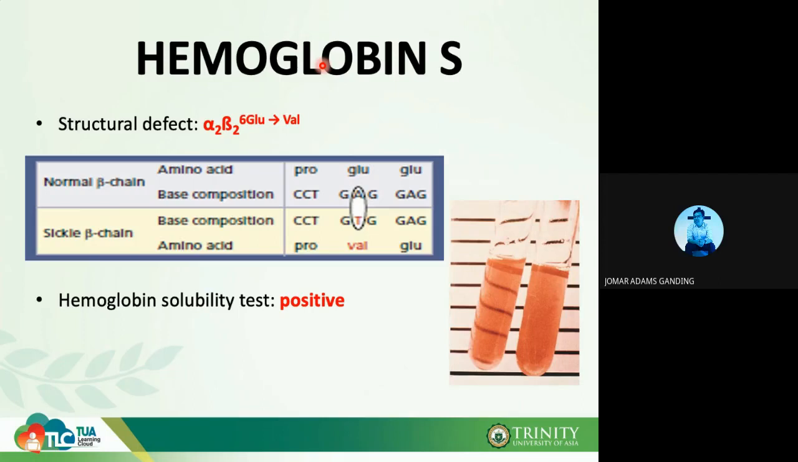So again, your hemoglobin S both migrate in your cellulose acetate with your S, D, and G. But we can separate that using your acid citrate. Okay? Your acid citrate. So again, in hemoglobin S, we have a mutation in beta-globin. Ganito natin siya babasahin. There's a mutation in the beta-globin chain, whereby at position 6, your glutamic acid was replaced by your valine.